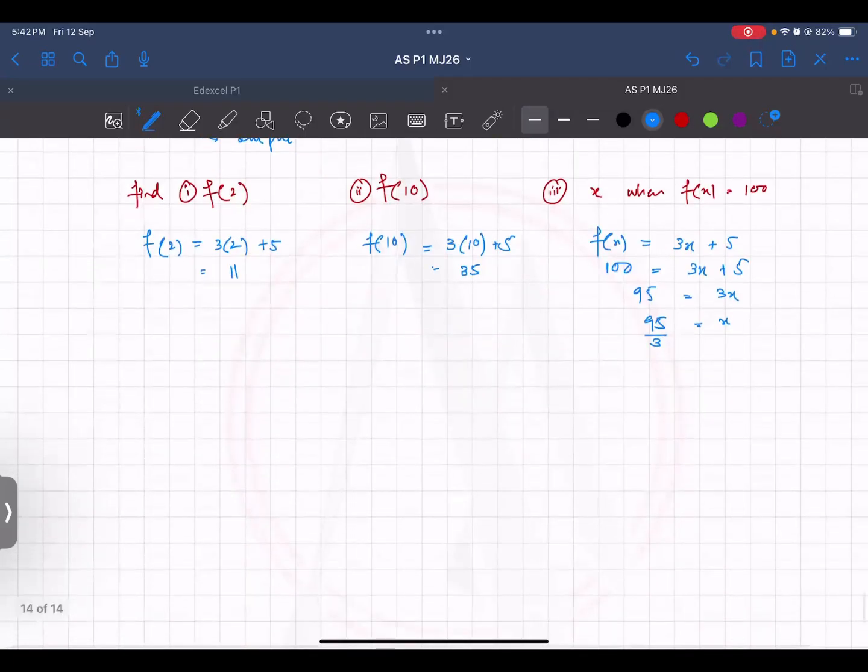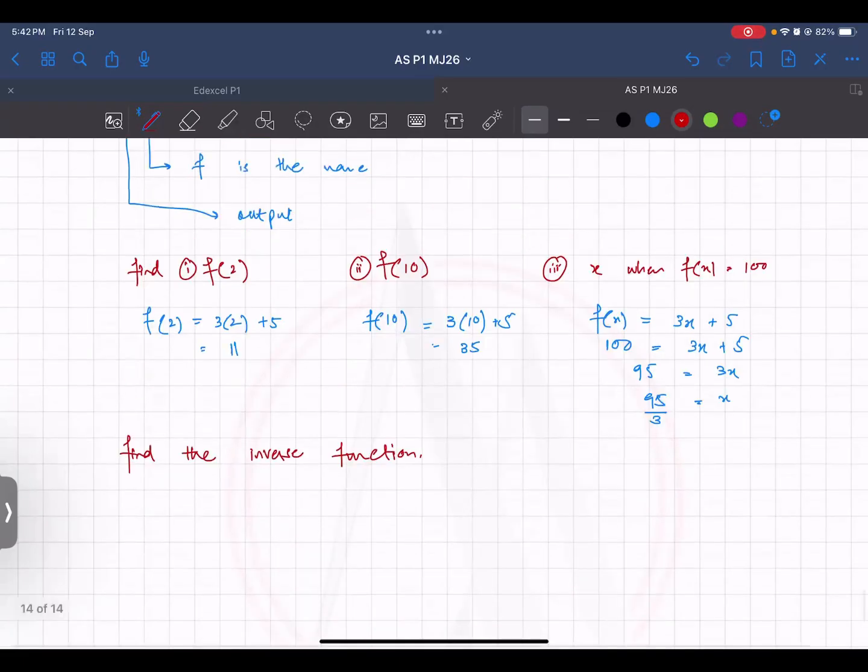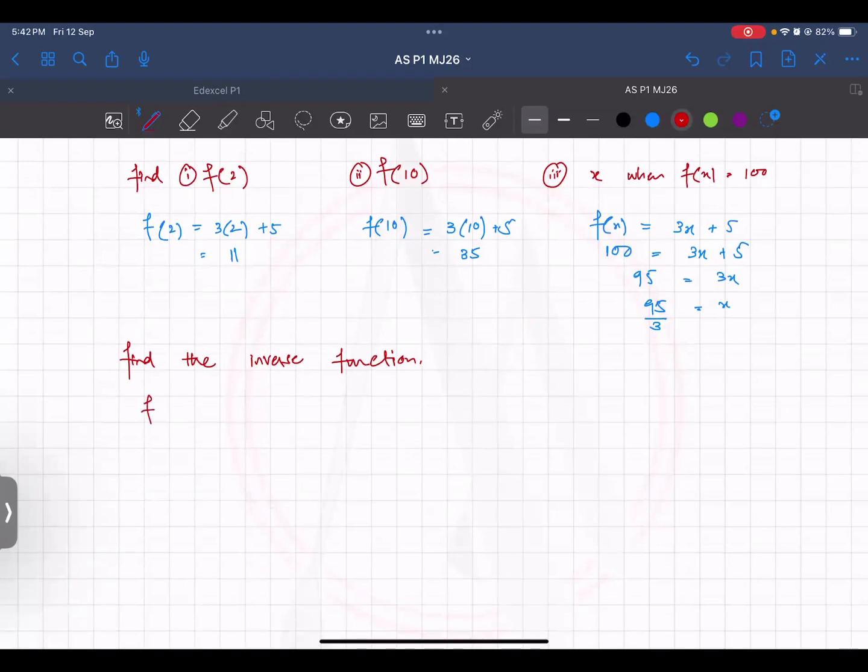And then the next thing we did in functions in our O levels or IGCSEs is finding the inverse. Can anyone recall? Rahim, can you recall how do you find that inverse?